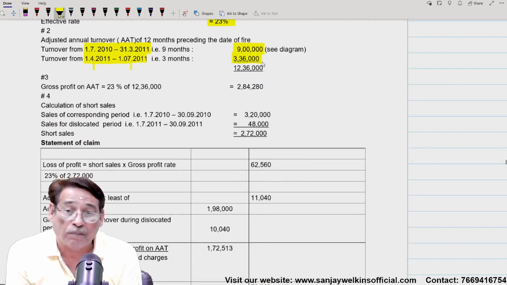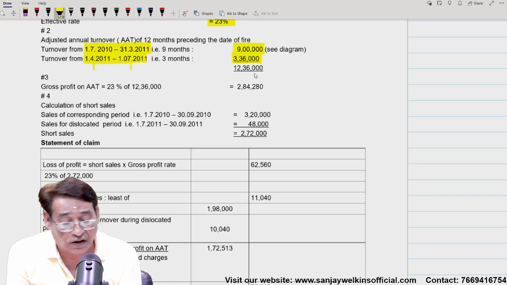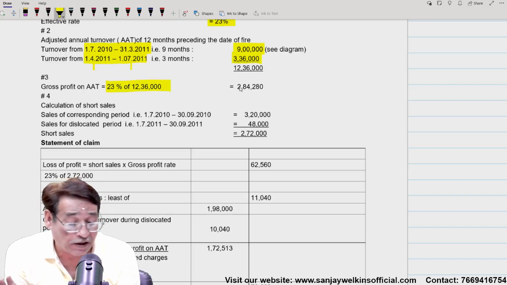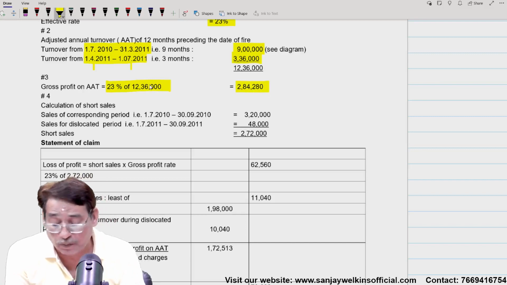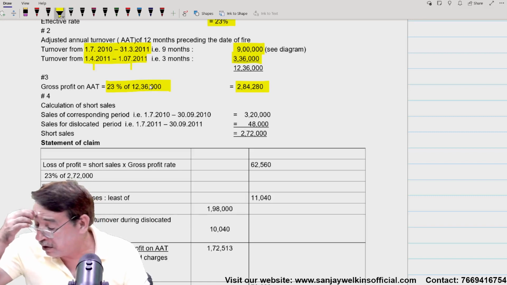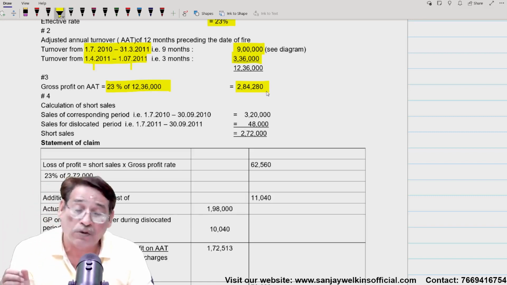12,36,000 total. And in this question, there is no trend. So our annual adjusted turnover will be 12,36,000. We will apply the gross profit rate, which gives 2,84,280. So this is the gross profit on annual adjusted turnover. Is it clear to you or not?